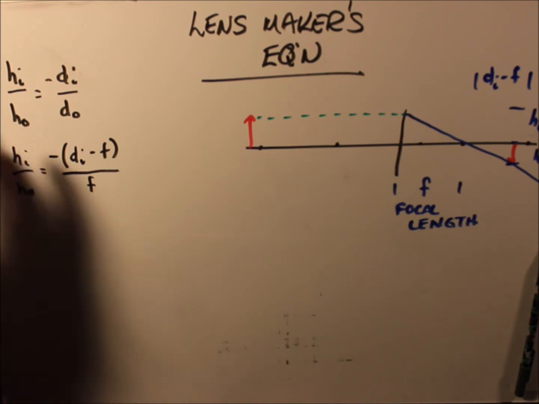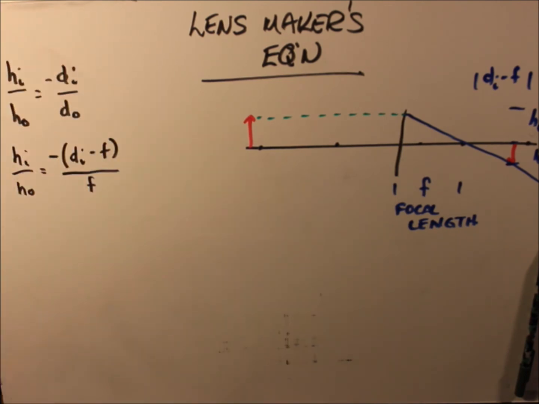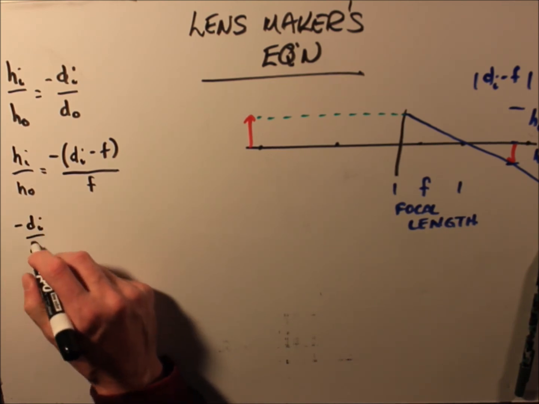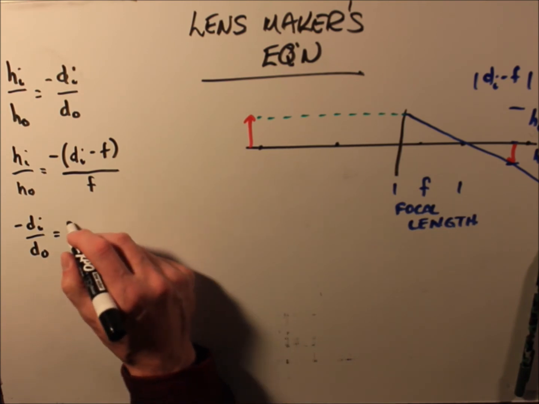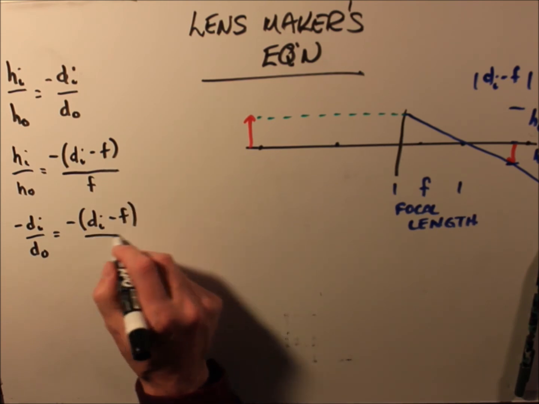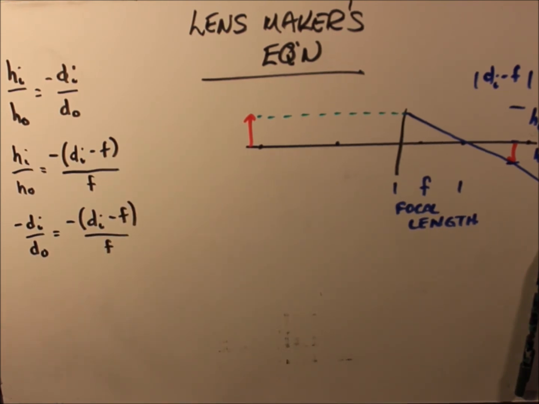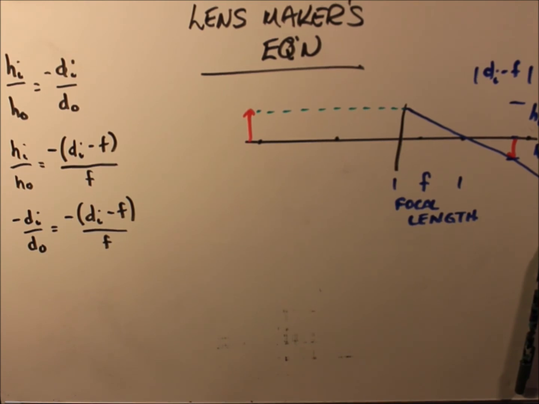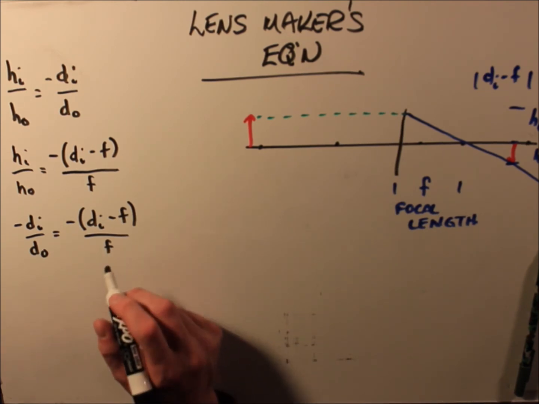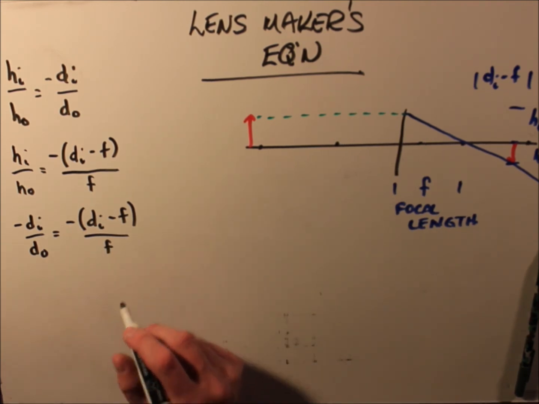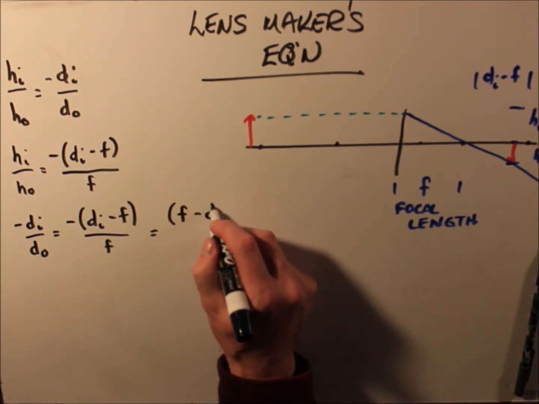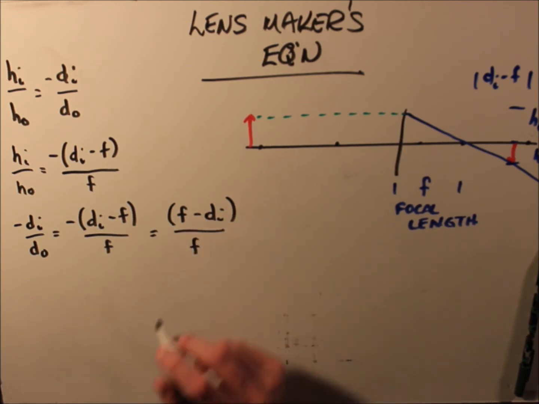Okay, now, but we also know that hi over ho is equal to negative di over do. And this is the substitution that we now make. So negative di over do equals negative di minus f over f. So we could write it that way. And we just want to be careful changing these signs too much and getting too clever. We certainly can multiply through here and get one where we would have f minus di. That one's fine.